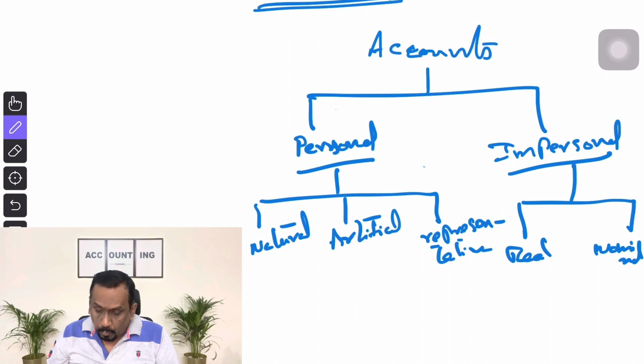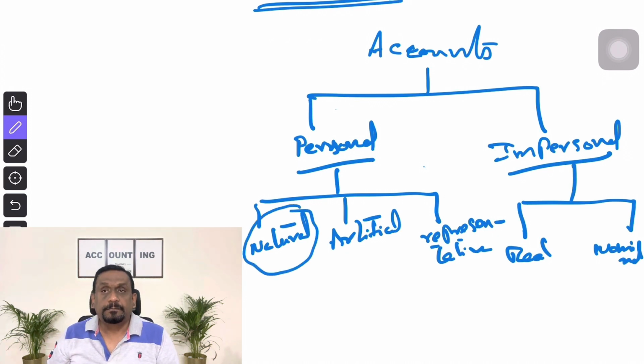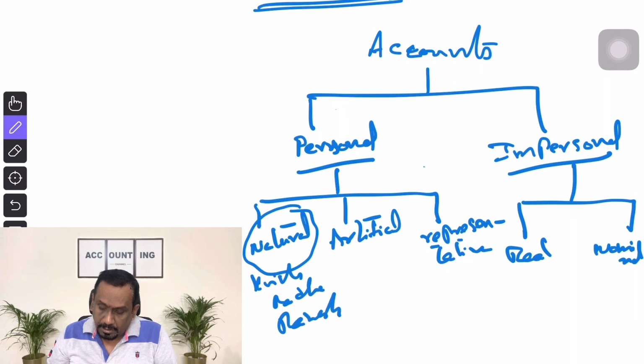What do you mean by natural persons? Persons who have life are called natural persons. Krishna account, Radha account, Ramesh account. Who are these people? Krishna has a life, Radha has a life, Ramesh has a life. So these people are natural persons where they have life. So Krishna, Radha, Ramesh, all are examples of natural persons. Clear?